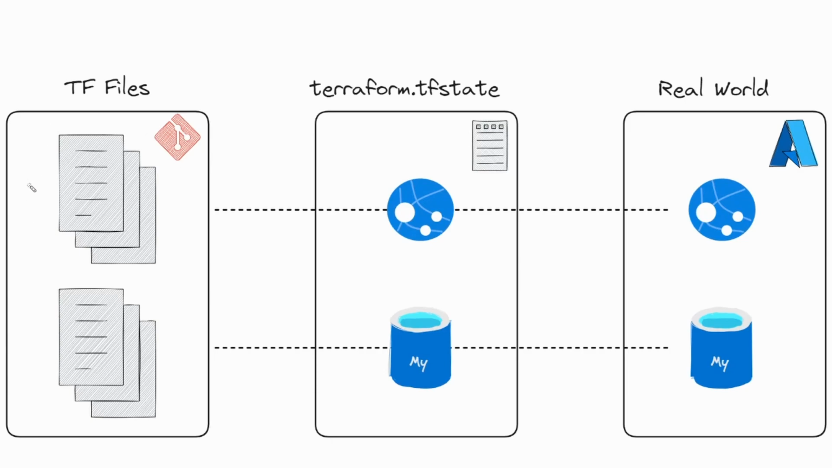One last thing is to understand how Terraform works. Terraform is going to talk to Azure through the API, but it's going to use a file called terraform.tfstate, which is the last known state of the infrastructure. So you have the TF files for the desired infrastructure, the terraform.tfstate for what Terraform knows, and the real world on Azure. And with all this, Terraform will be able to understand what it needs to create, modify, or delete.